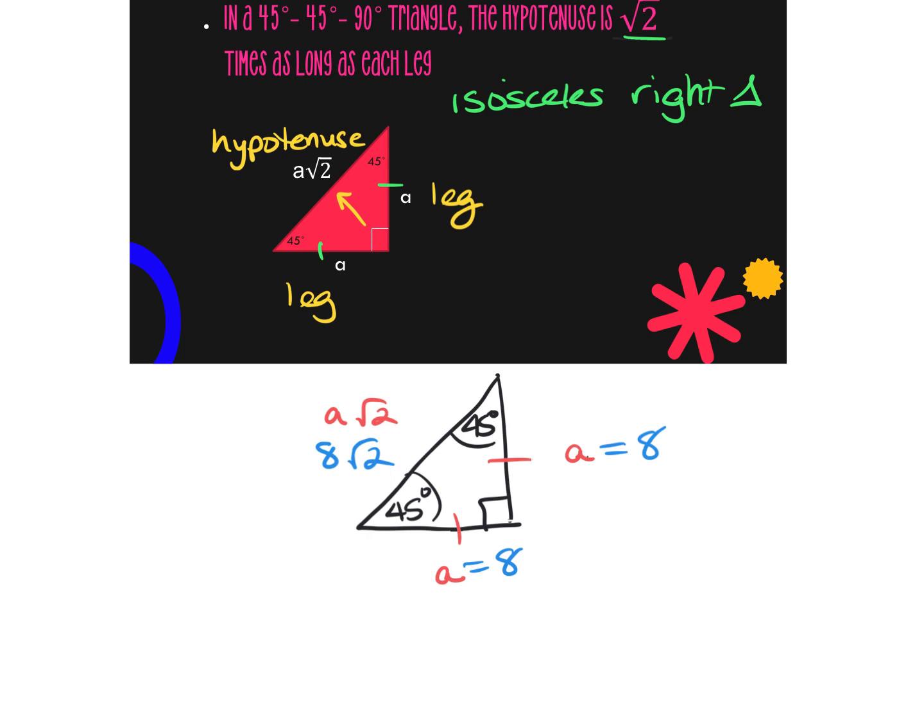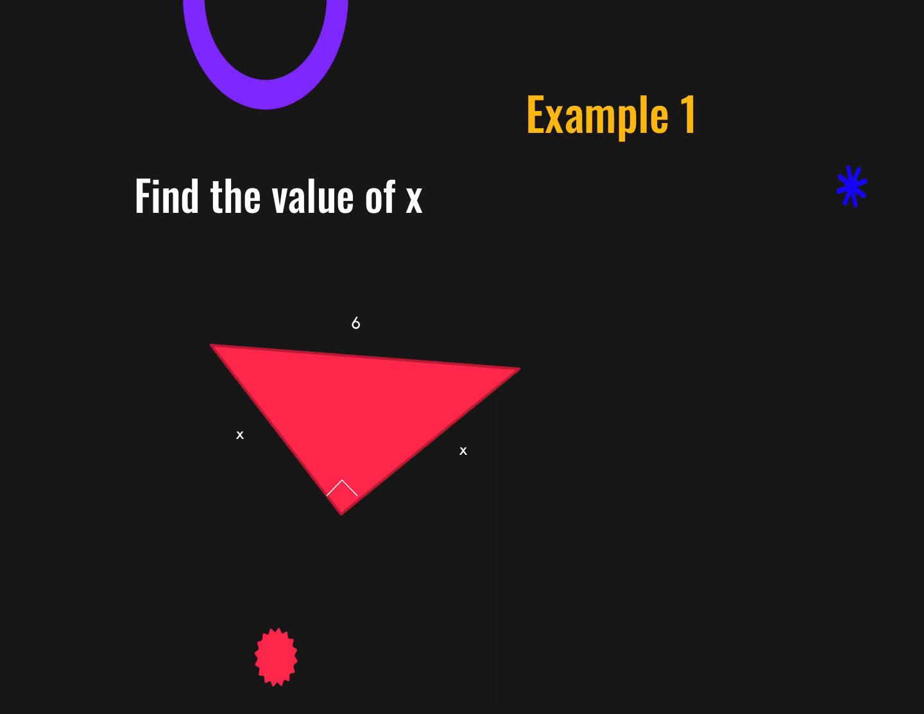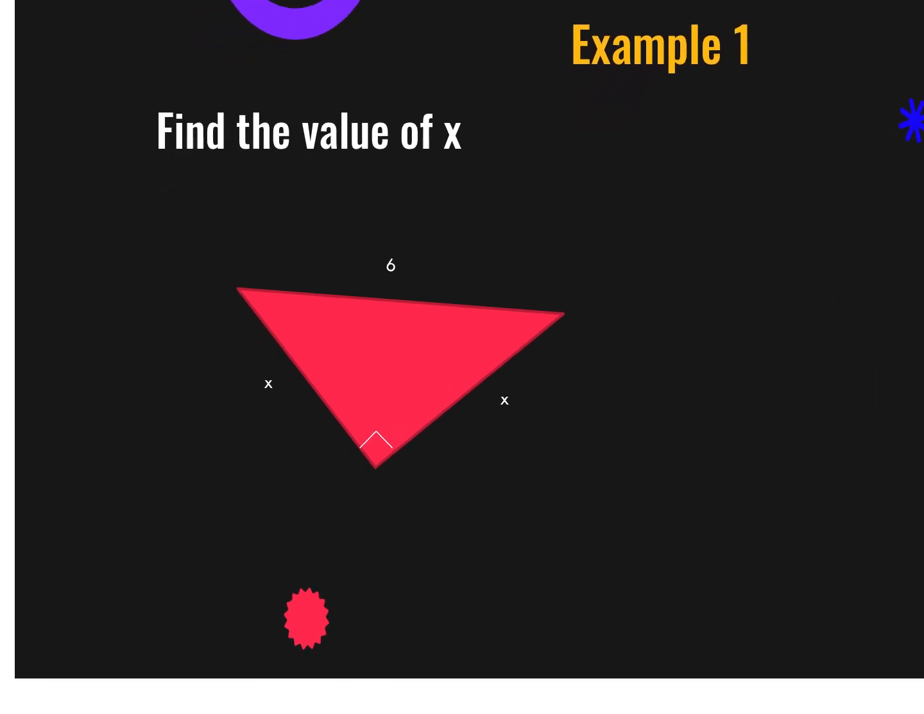So let's do an example of this first, then we'll look at the next theorem. So here we go. They want us to find the value of x. Notice they didn't label it as A. You can use whatever letter you want. So these are the two congruent sides. Because I have two congruent sides, this also tells me that I have two congruent angles here. And when it's a right triangle, those two angles are both going to be 45.